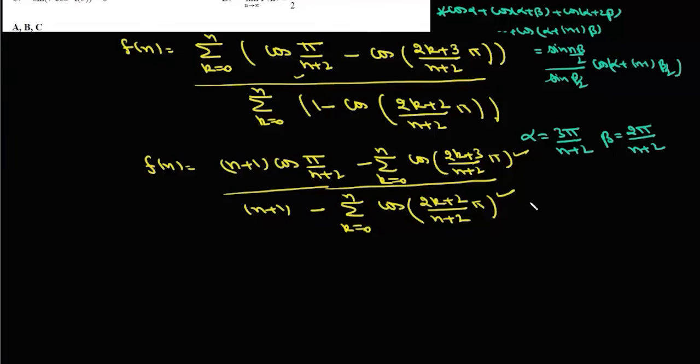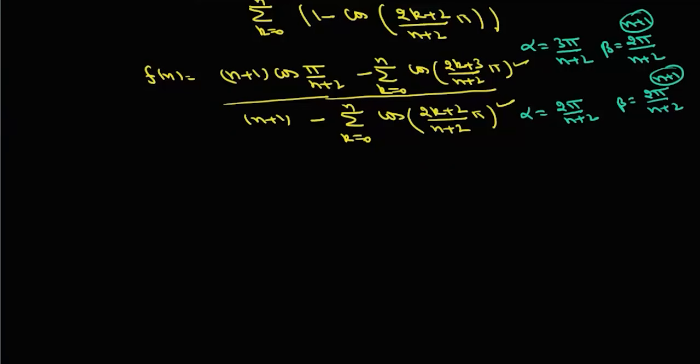And for the series in the denominator, the first term, if we put k as 0, will be 2π upon n+2, and its common difference, if we take two terms and subtract, we get 2π upon n+2. Now in this first series, the number of terms is n+1, and in the second series also, the number of terms is n+1. So now we will use this sum of AP formula.